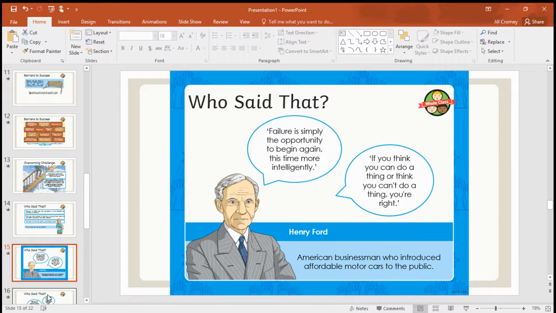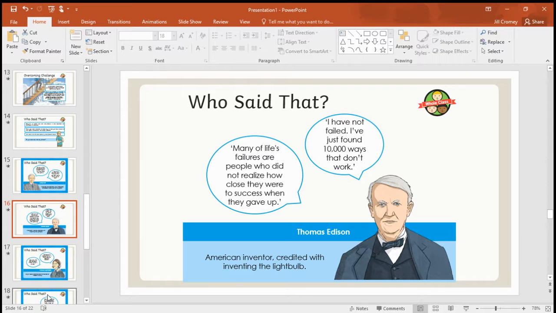Failure is simply the opportunity to begin again, this time more intelligently. If you think you can do a thing or think you can't do a thing, you're right. Those things were said by Henry Ford, an American businessman who introduced affordable motor cars to the public, and you'll probably recognise Ford cars. Many of life's failures are people who did not realise how close they were to success when they gave up. I have not failed. I've just found 10,000 ways that don't actually work. And that's Thomas Edison. He was the man who invented the light bulb.